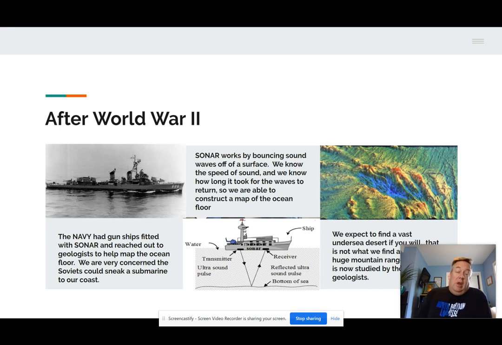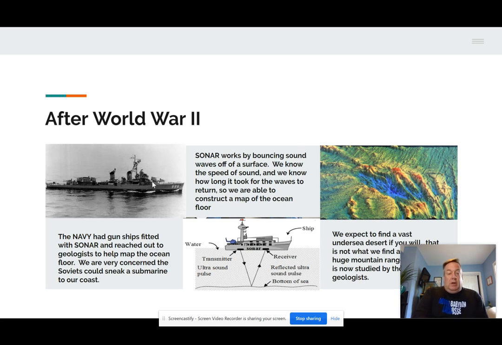So what do we do? We decide we're going to map the ocean floor so we can figure out where submarines would be coming from, what would be their best path to get here. So basically, again, looking at the ocean floor so we can figure some of these things out. All right, so here's how we do this.